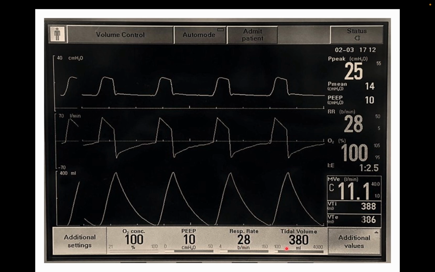Tidal volume we generally keep around 6 to 8 ml per kg, especially in ARDS. That is of ideal body weight. So how do you calculate ideal body weight? You find it out and let me know.